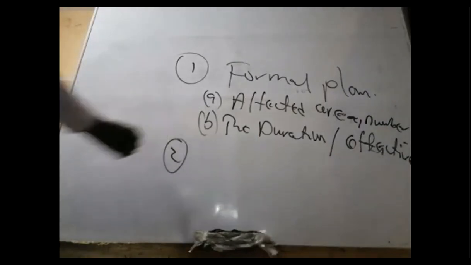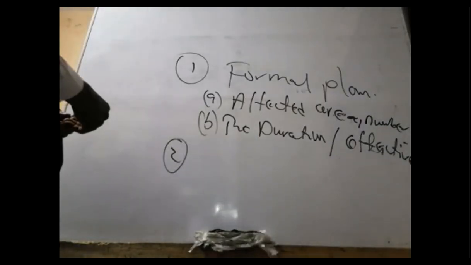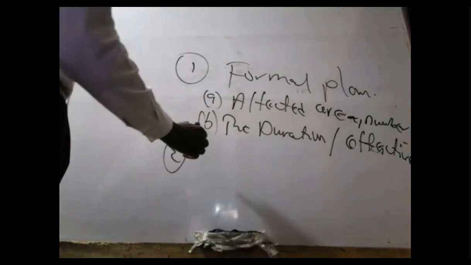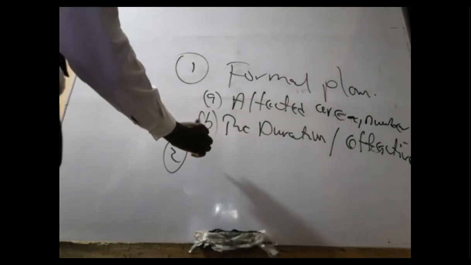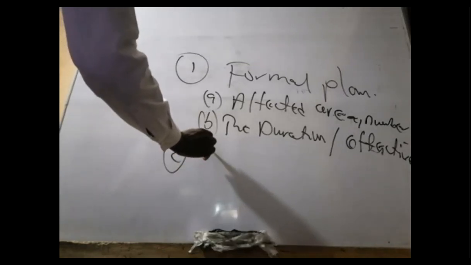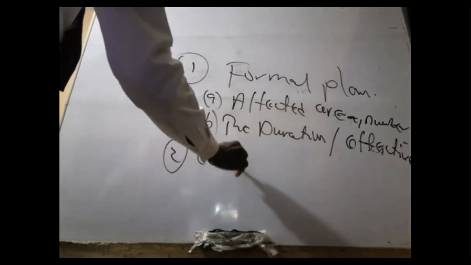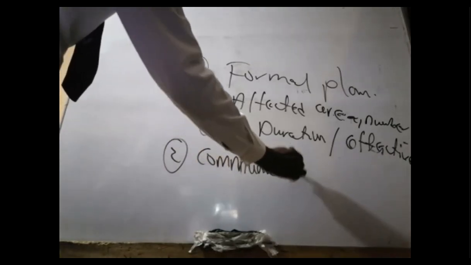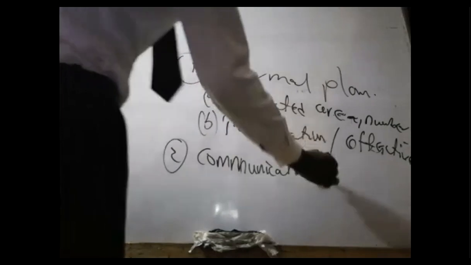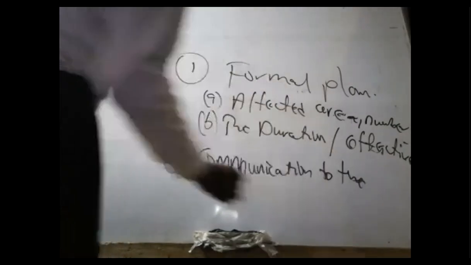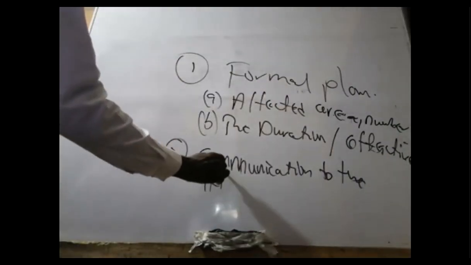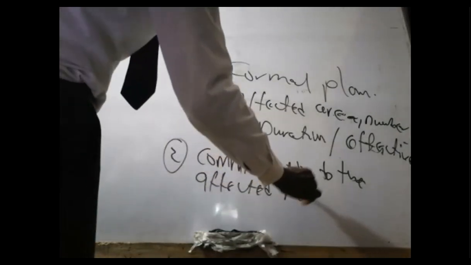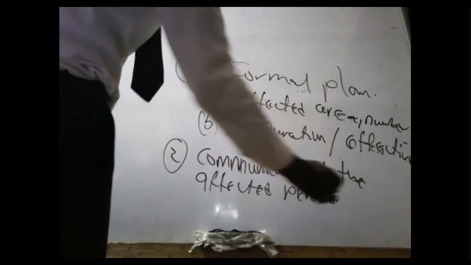Condition number two: the affected persons have been communicated to. Communication to the affected persons or people. That's all.